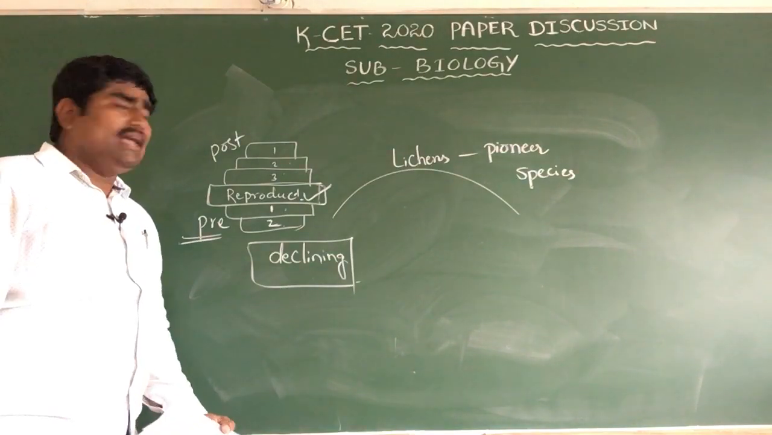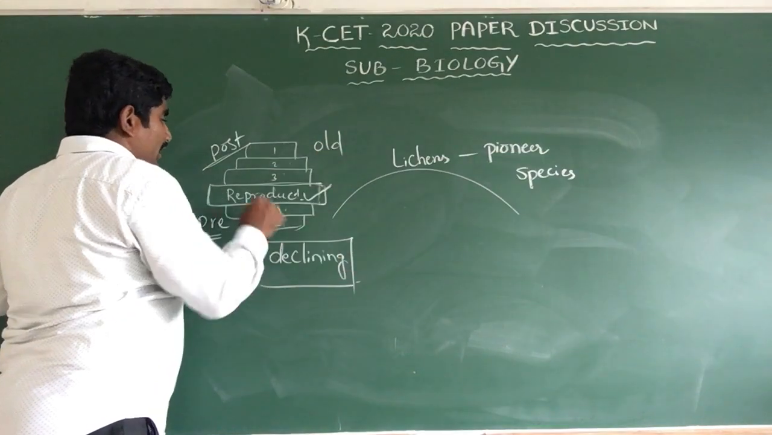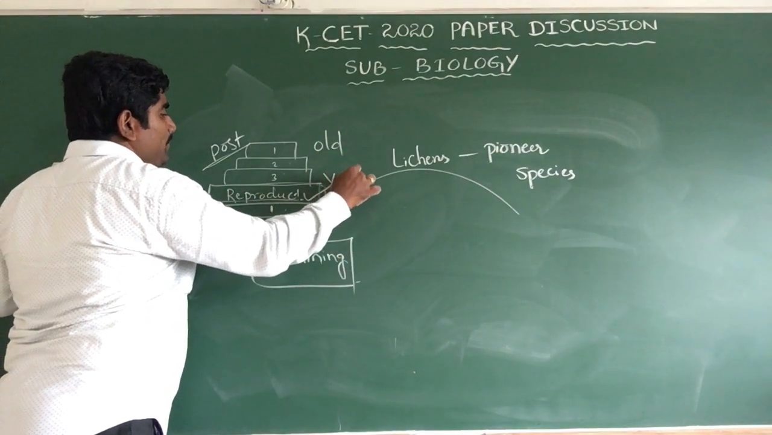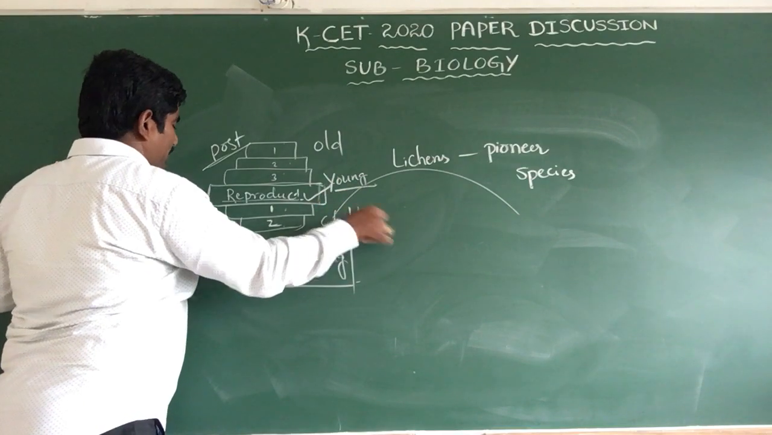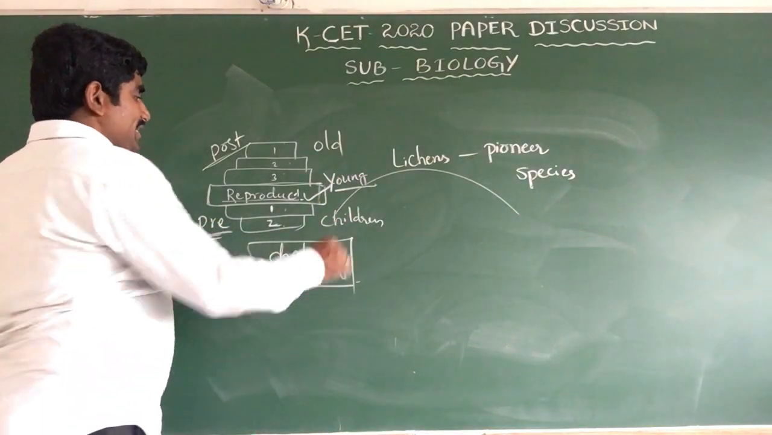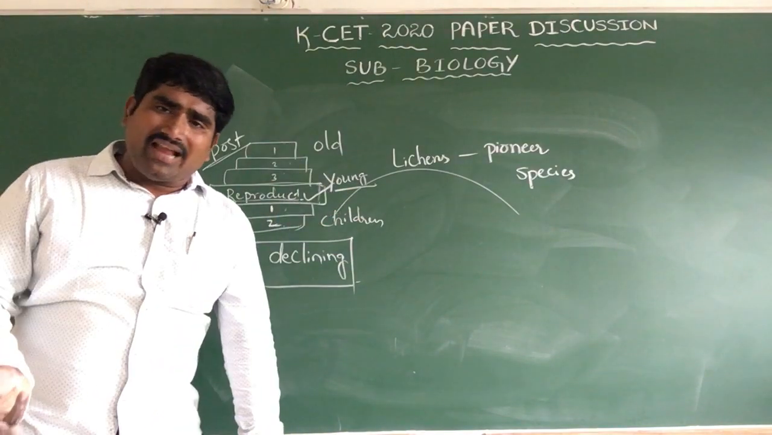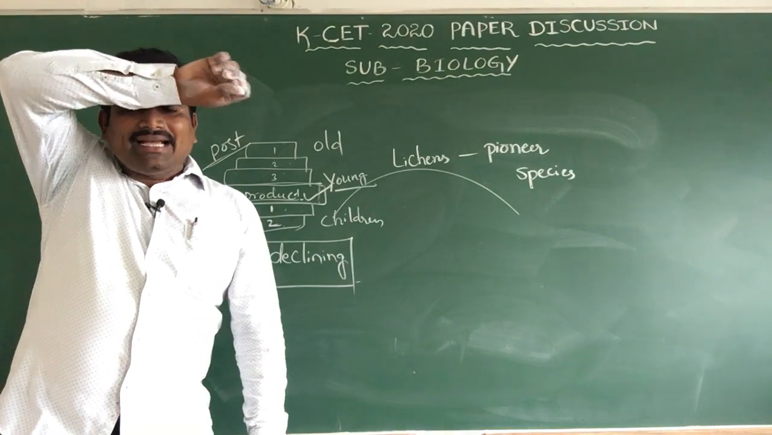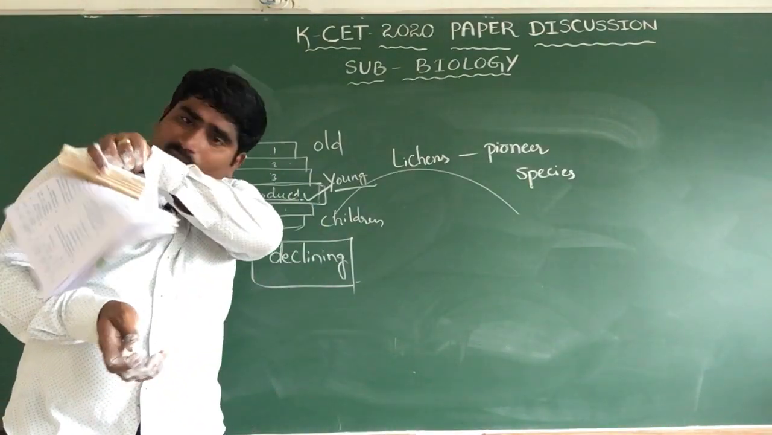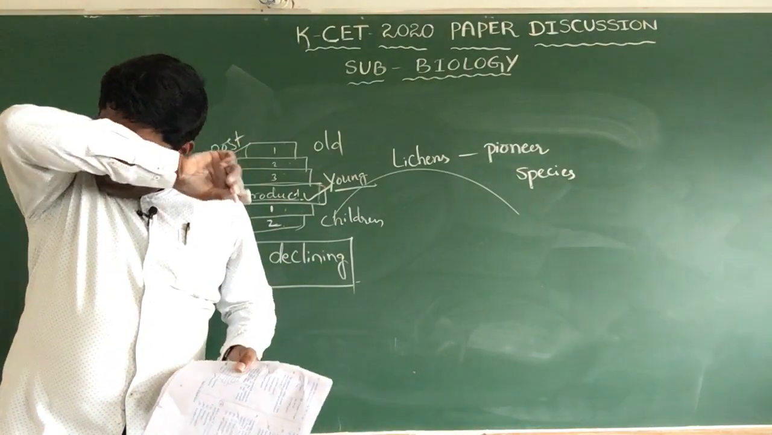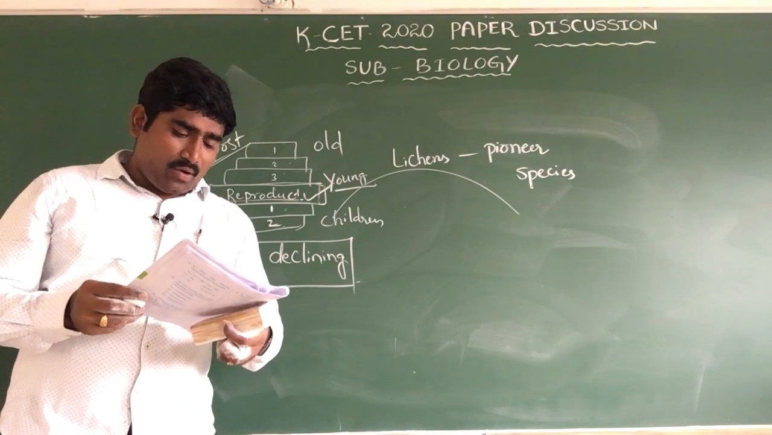Post-reproductive age means old people, and reproductive age means young people, right? And these are children, meaning before reproduction. So children are fewer in number, while younger and old people are more in number. Means in future what will happen? The population number will decline. This population is known as a declining population.